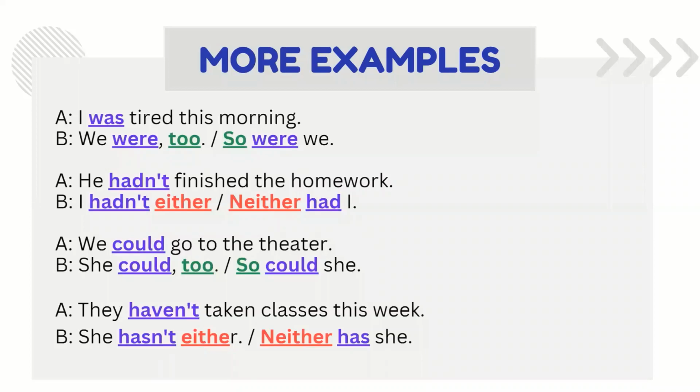Third example using the auxiliary could. We could go to the theater. Possible answers: she could too, or so could she. And the last example using, again, the present perfect. They haven't taken classes this week. Possible answers: she hasn't either, neither has she.